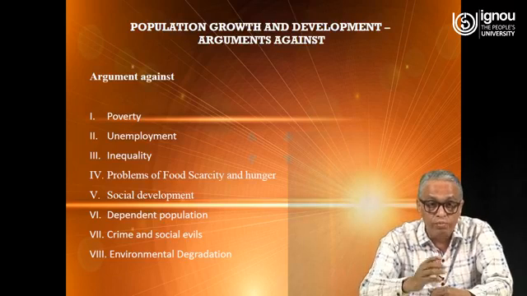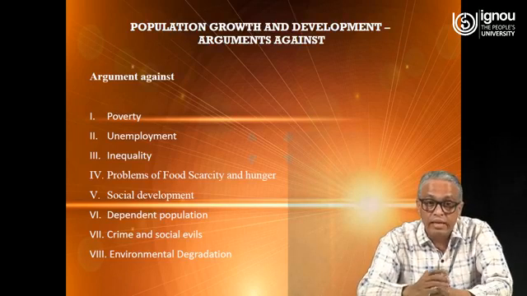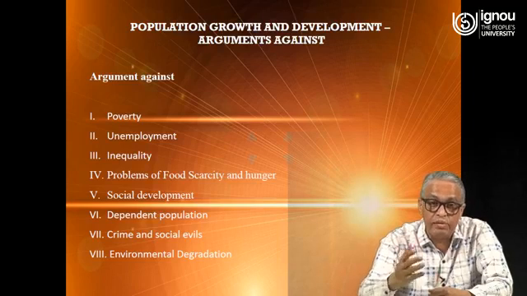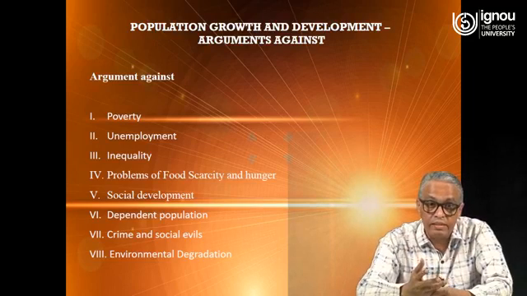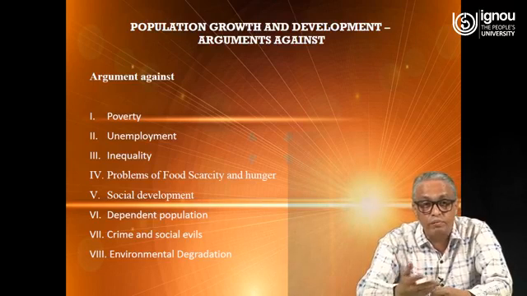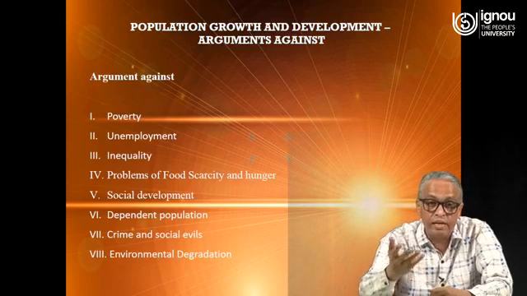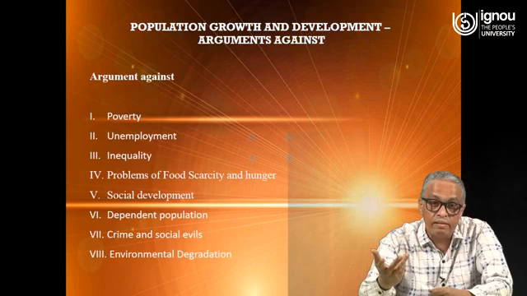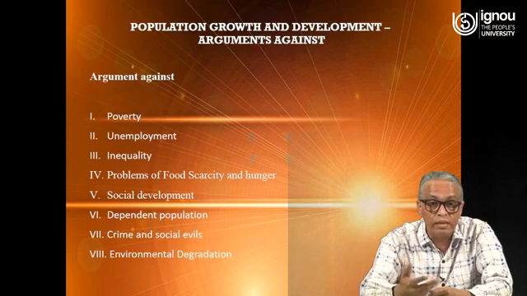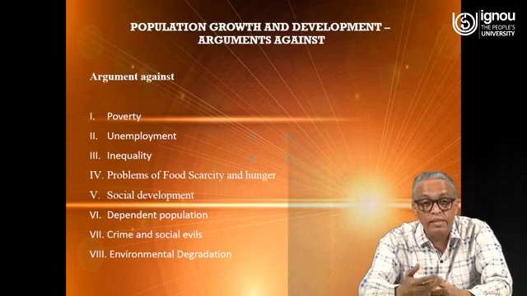And the arguments against population: there is a host of arguments against population, and these relate to developing countries. Poverty: the percentage of people living below the poverty line in Bihar and Uttar Pradesh is higher than in Punjab, Tamil Nadu and Kerala, where population is lower and fertility is low. It also leads to unemployment and inequality. Then the problem of food security and hunger.